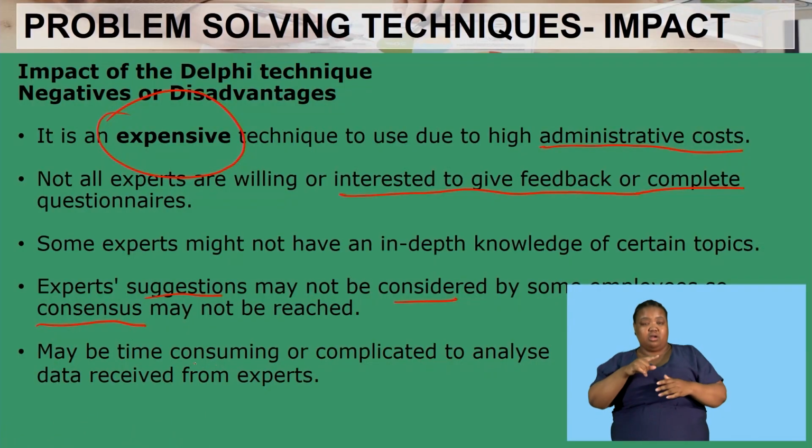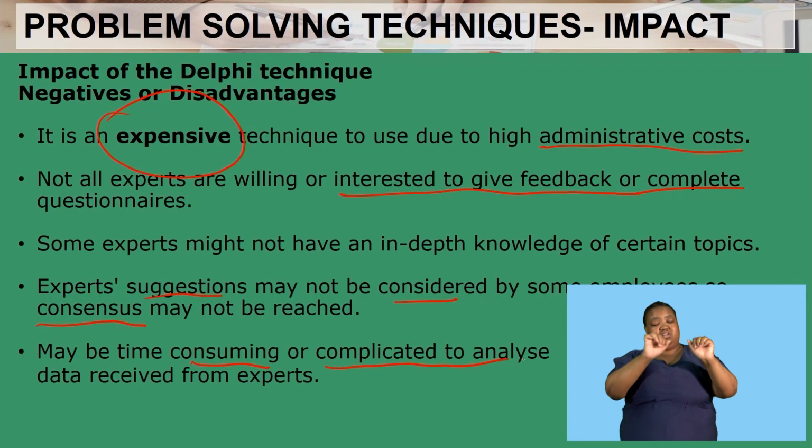It may be time-consuming or complicated to analyze data received from the experts. What is that? Raw information. So it may be a bit complicated to analyze that information. Right, I hope we are together, we understand.